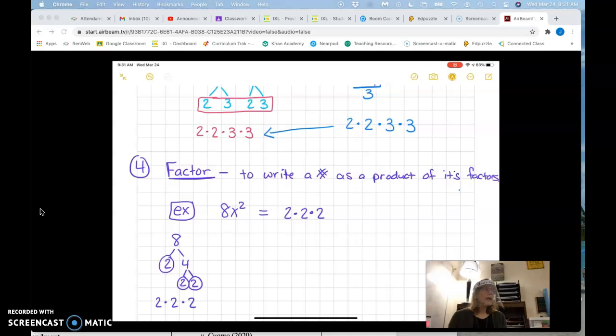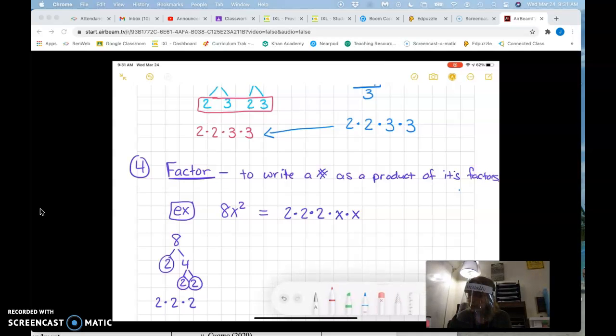And then how many x's do I have if I have x squared? Say it again. 4. Nope. 2. X squared means I have x times x. So to write 8x squared out in its factors, I'm going to write 2 times 2 times 2 times x times x. And if I were to multiply all that together, it would come back to equal what I started with.